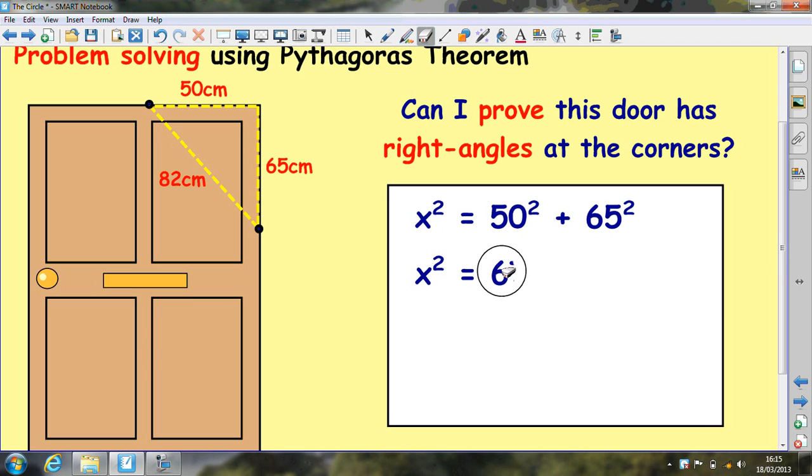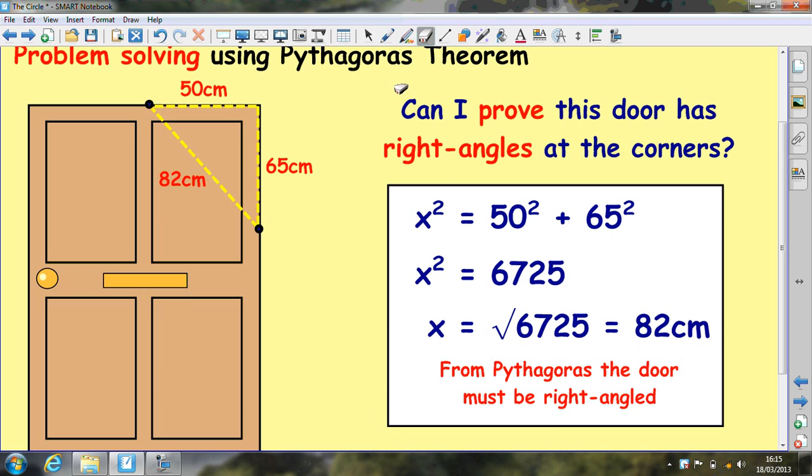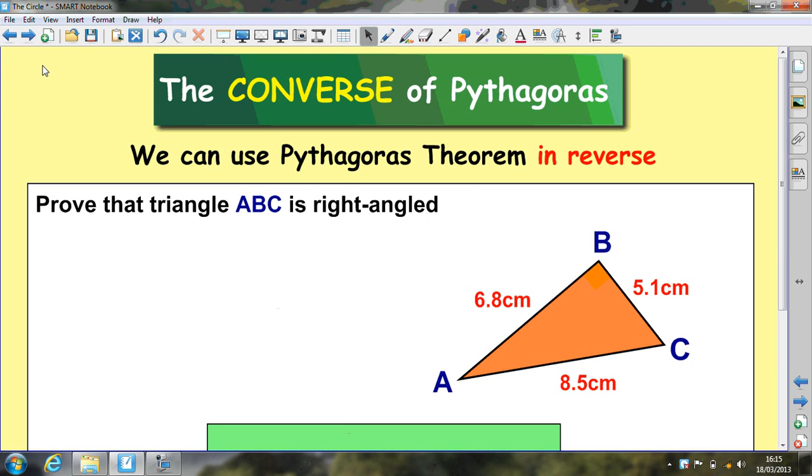So x squared equals this. If we type 50 squared plus 65 squared into a calculator, and square root, we'll get 82 centimetres. So from Pythagoras, the door must be right angled. What we've actually done here is used the converse of Pythagoras to prove a right angle exists. And this is how you would do it if you were faced with a question in an exam paper.